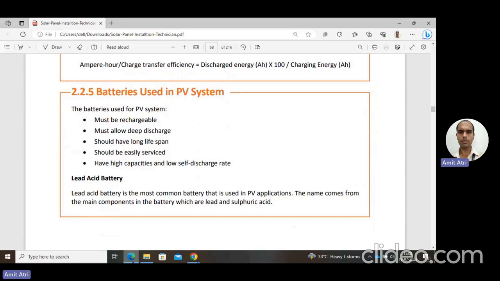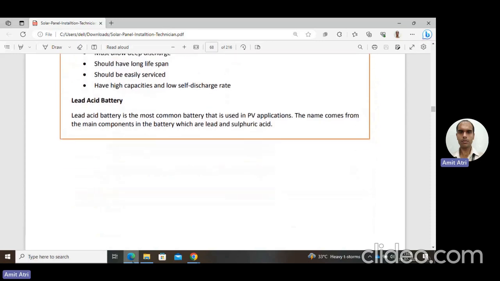Now, some of the commonly used batteries, like the lead acid battery, which is the most commonly used. The main components of this battery are lead and sulfuric acid. So the name becomes lead acid.